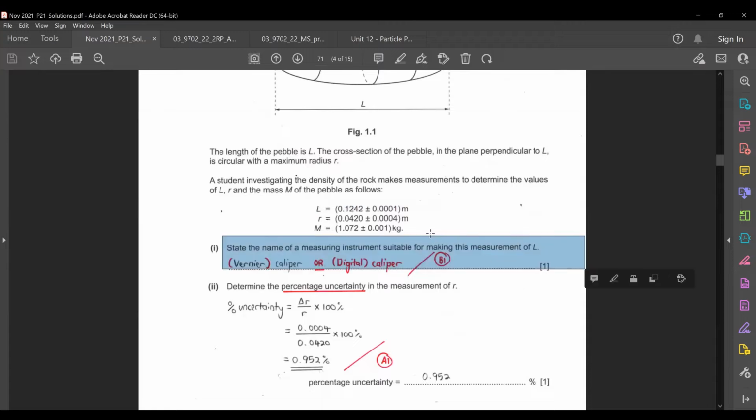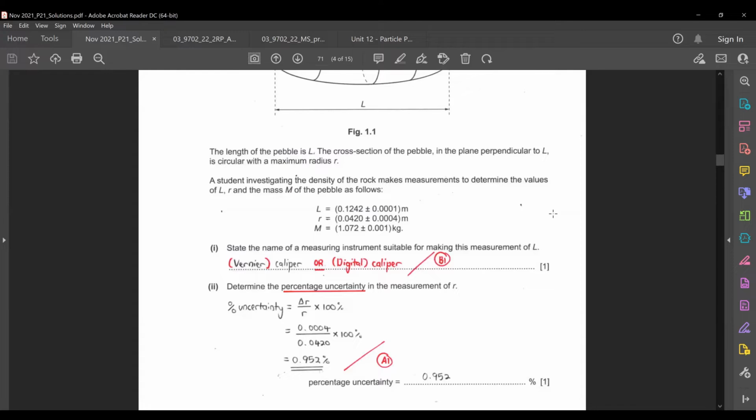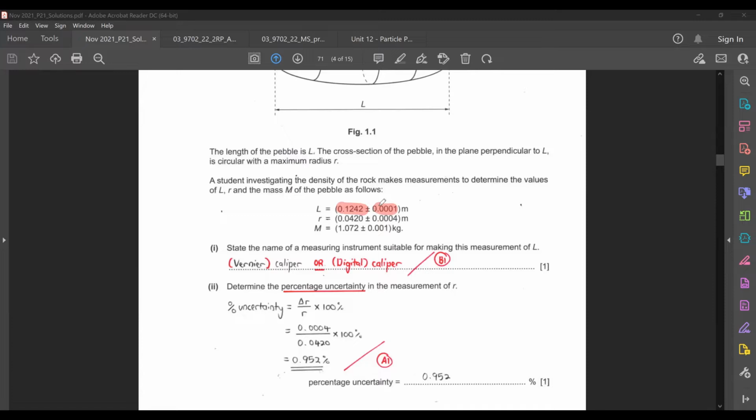State the name of the measuring instrument suitable for making this measurement of L. Now we know L is this value here, 0.1242 plus minus 0.01 meter. Now when it comes to measurements using length, you will have learned 3 different instruments thus far. You could be using a meter rule, you could be using a vernier caliper, you could also be using a micrometer. But think about the uncertainty in each of these instruments.